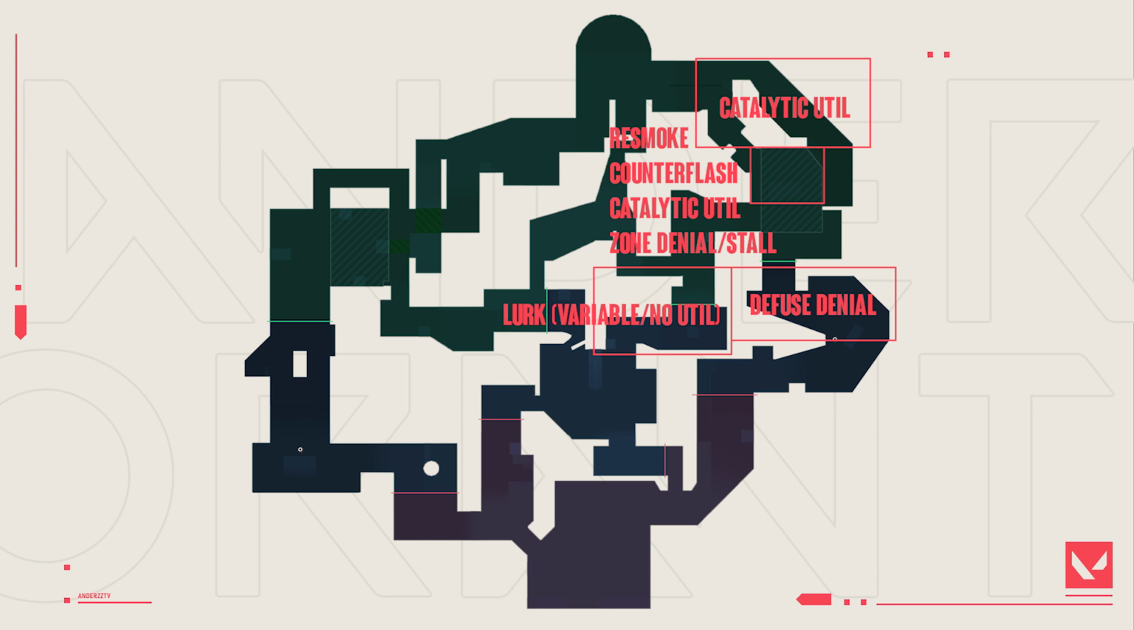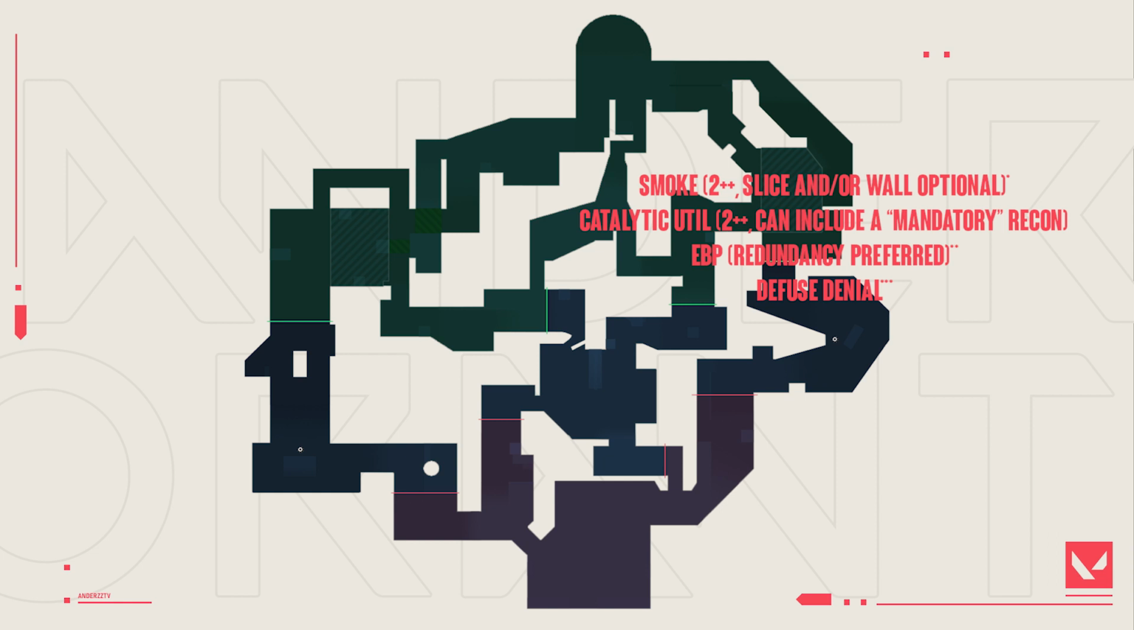Rolling that all up into one, you're actually going to have pretty high ranges of util. If we're using a dissipate when we're taking A main, for example, that's going to grossly change our smoke budget. If we're executing for backsite control or not backsite control, that's going to change our catalytic util budget. But the way it all hashes out is 2 or more smokes with a slicer wall optional depending on whether or not you want to deny the A-link lines, 2 or more pieces of catalytic util, which can include a quote-unquote mandatory recon if you're going for that backside exec, a piece of EBP with redundancy preferred.